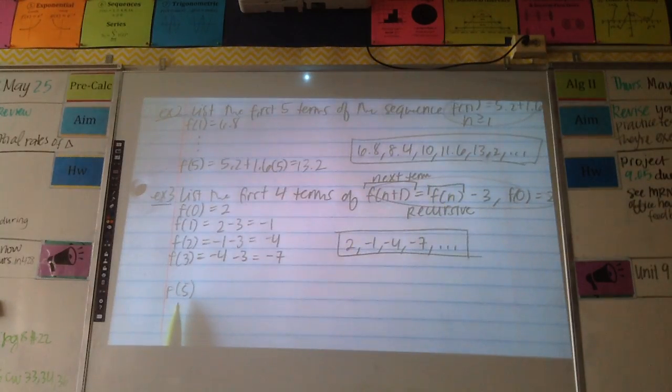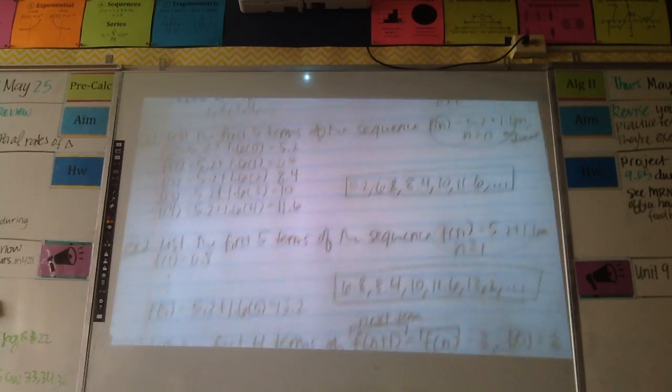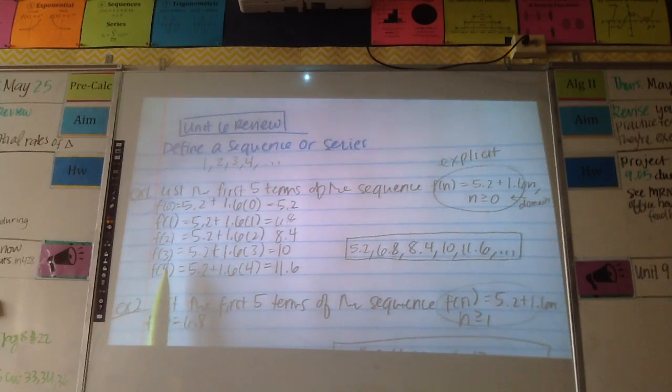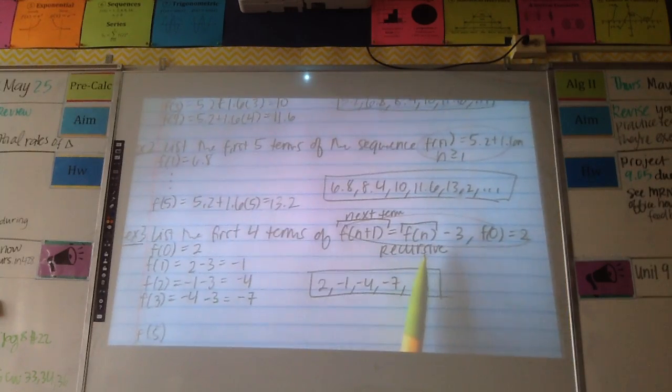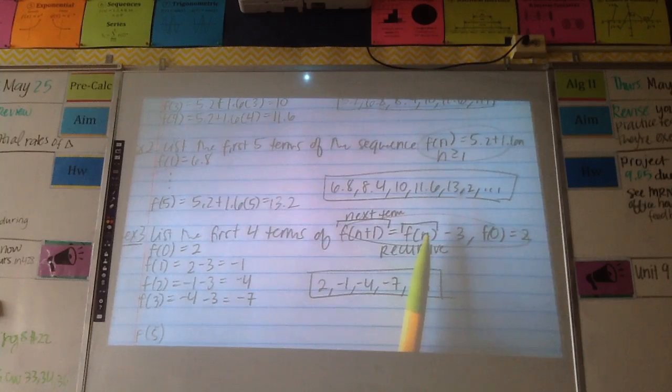I can't find f of 5 without knowing f of 4. And to find f of 4, I have to know f of 3. Here, I could skip around. I found f of 4 before I found f of 2. I can find any term in any order, but a recursive definition requires you to know the previous term in order to find the next term.